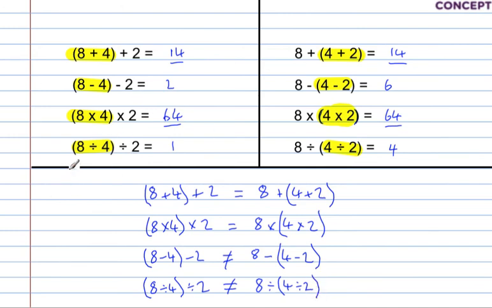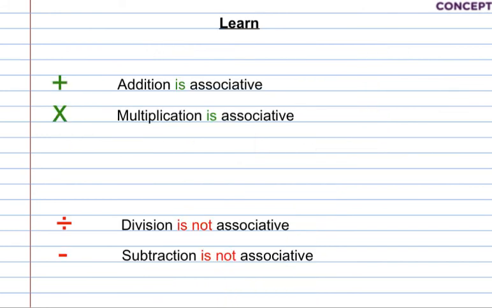Okay, so what I'd like you to remember from this video is the following. Addition is associative and multiplication is associative, whereas division and subtraction are not. So if we were writing this as a general rule, we would simply say, for addition, A plus B, now A and B could be any numbers. If you add A and B together and then add C, it is the same as adding A to B and C added together first.